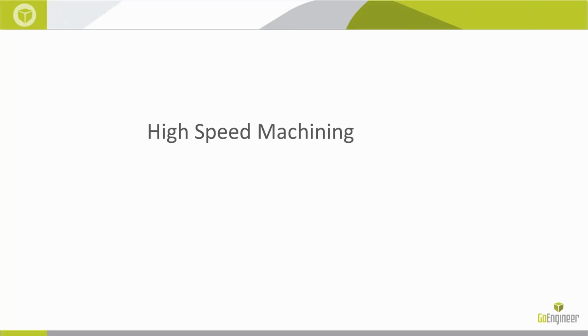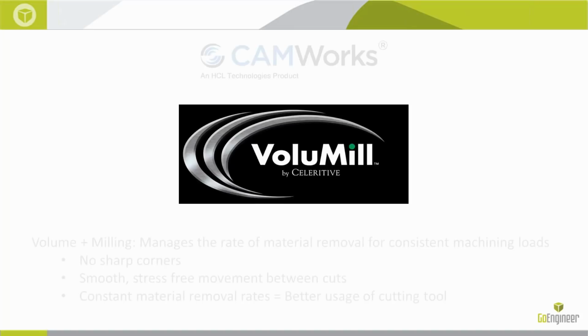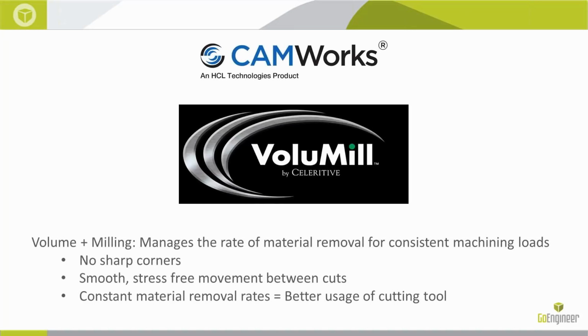You're going to be seeing some marketing terms here, and some of them are known as high-speed machining, high-efficiency milling, and of course trochoidal milling. All of these are advancements in the metalworking industry, and they create high-performance toolpaths for efficient removal of materials. In the CAMWorks family, it's no different. We have something called VoluMill, by Accelerative Technologies.